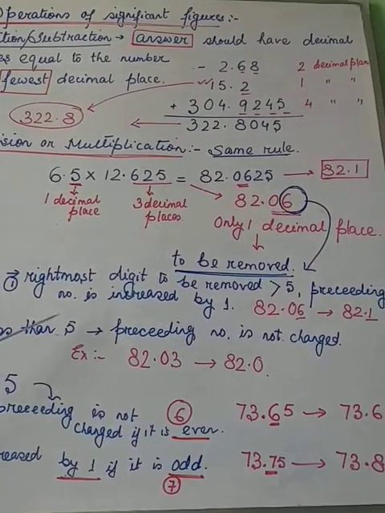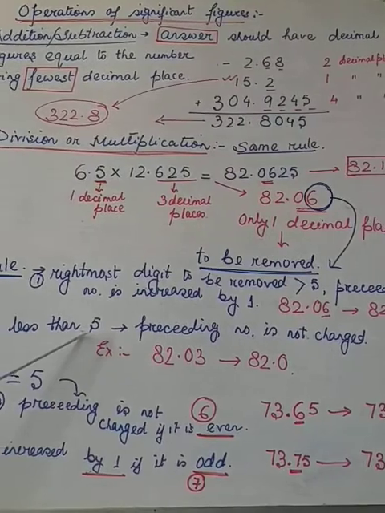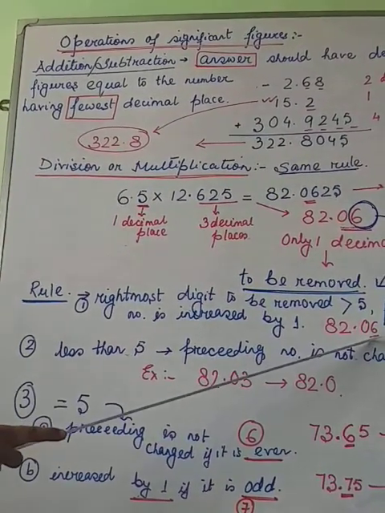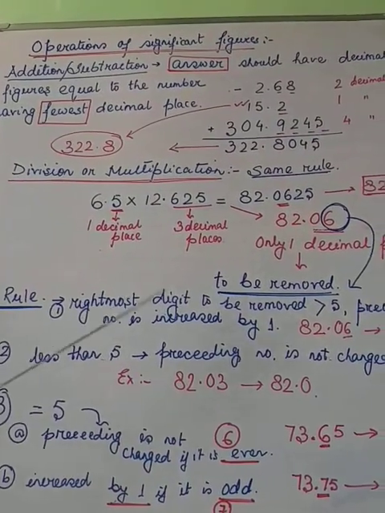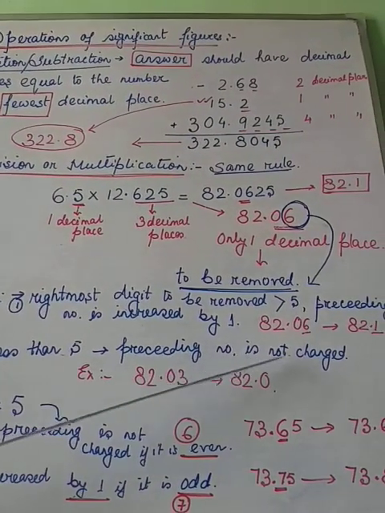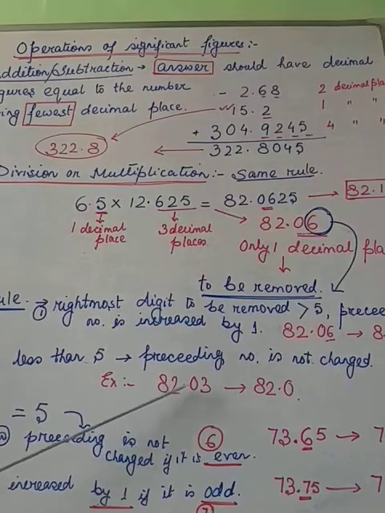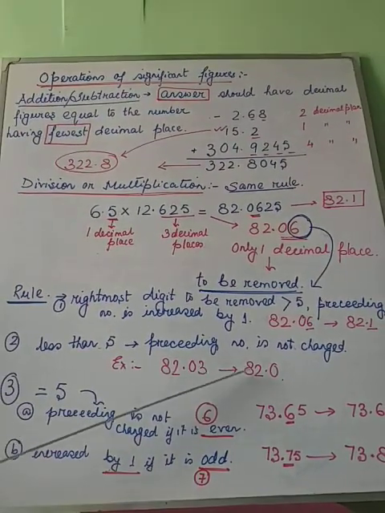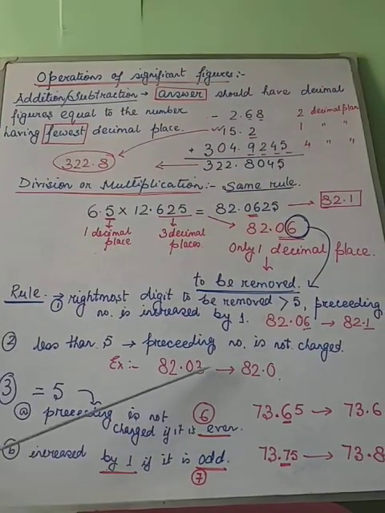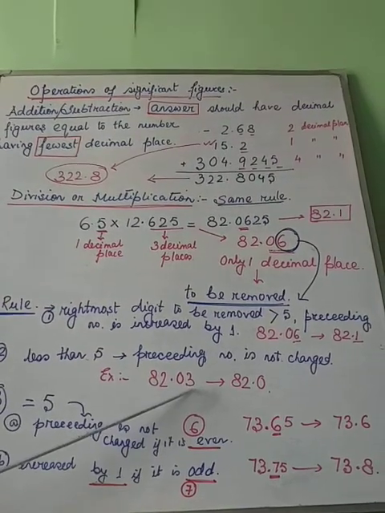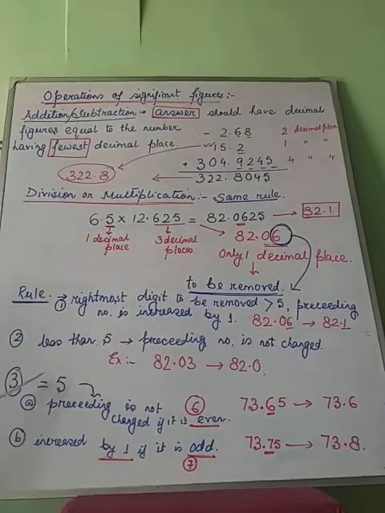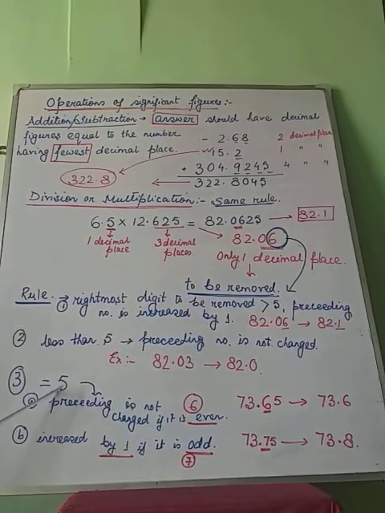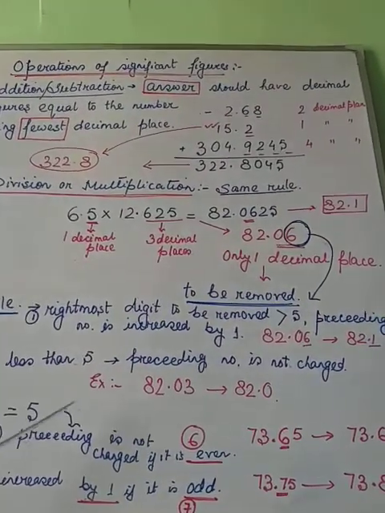In case it is less than 5. This is the case where 6 is greater than 5. There could be multiple cases where it is less than 5. Then the preceding number will not change. If it would be 82.03, it would remain as 82.0 because 3 is less than 5. Now, the question is, the number could be equal to 5. If the number is equal to 5, we could have two cases.